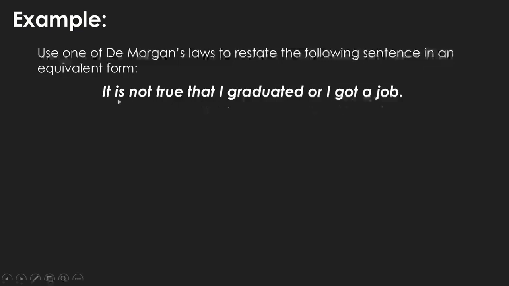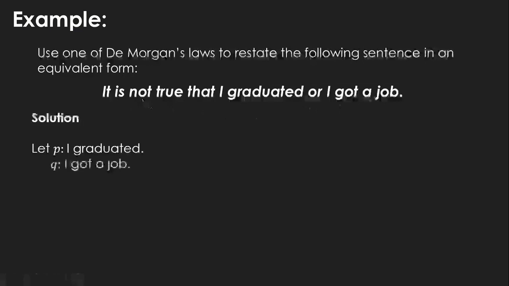So notice now we have operators here. We have not, we have or. Okay, now, how do we restate that? First of all, we need to rewrite the statement into its symbolic form first, para mas makita natin kung paano siya i-operate. Now, let P be the statement, I graduated. Now, let Q be the statement, I got a job.